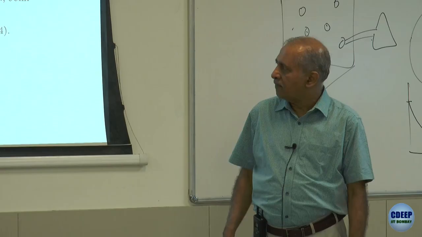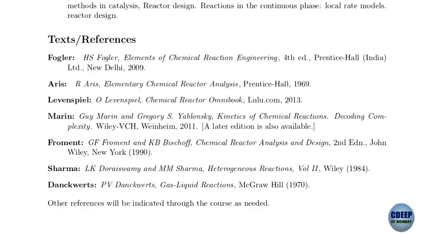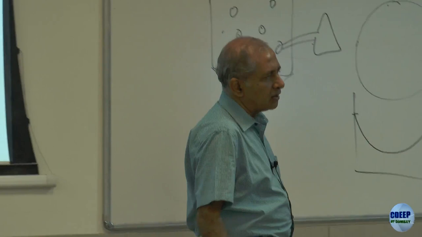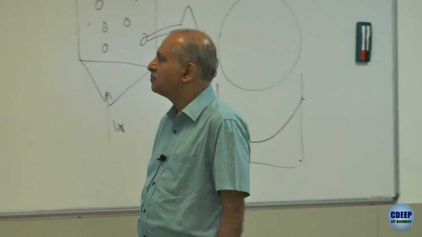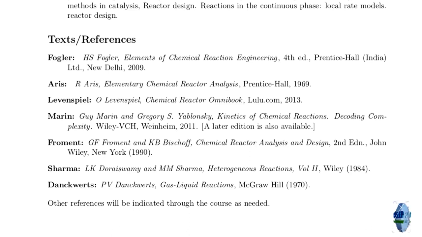If we get into gas liquid reactions, that is reactions in the continuous phase, in great detail, then the books to follow are these two. The book by Danckwerts, the same Danckwerts who did all this mischief about residence time theory. He also did other kinds of work in gas liquid reactions. So that's a book to follow, or a book by Doraiswamy and Sharma, Heterogeneous Reactions. Volume 1 is about gas solid reactions or fluid solid reactions. Volume 2 is about gas liquid reactions. These, of course, we will need to use if we get to gas liquid reactions in any great detail.